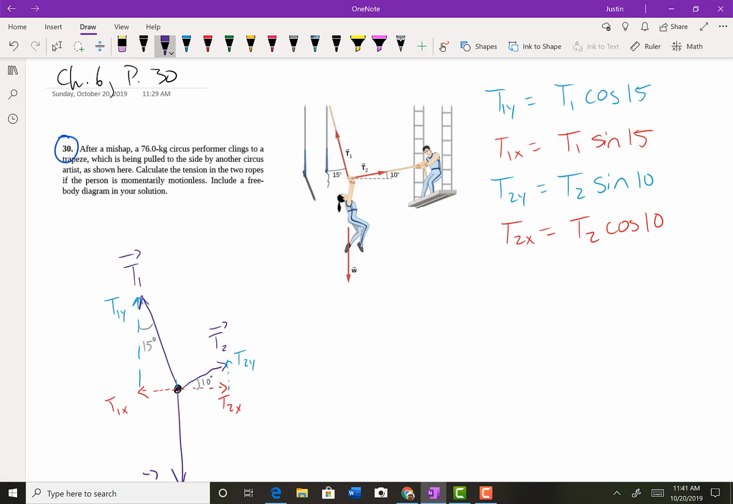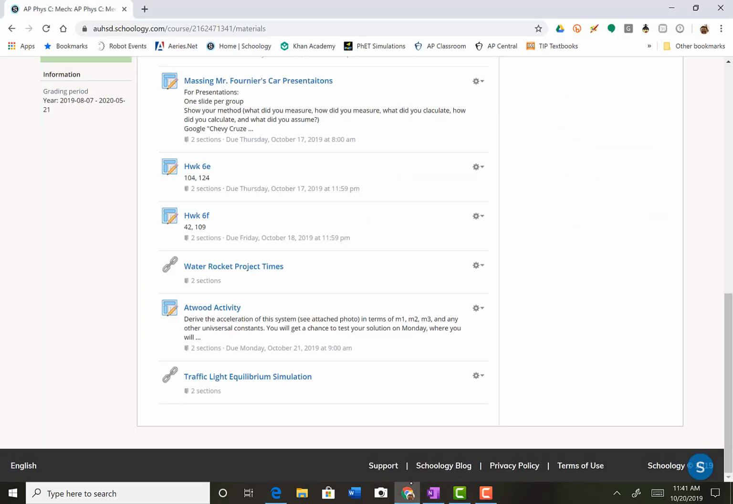All right. So I started by drawing a free body diagram, and I'm going to get to that in a bit. I do want to show, I just posted this link to your guys' Schoology. It was something I did not make, but stole from somebody. It's called Traffic Light Equilibrium Simulation.